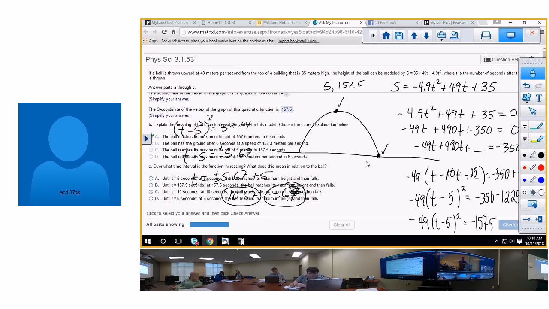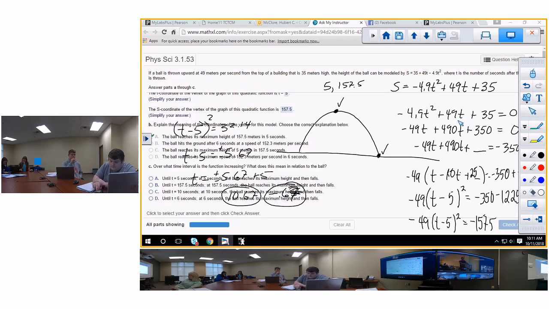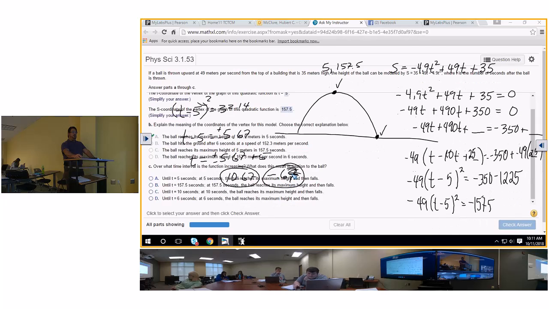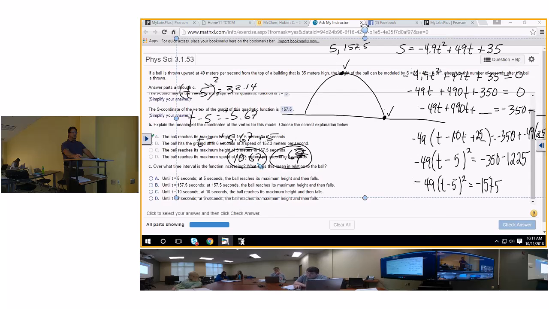Over the time interval of the function increasing. Where is it increasing? From the beginning to 5 seconds. So y'all tell me which one that is. Let me move this. I can't move it. Oh well. Let me try. Which one is it? I'm moving. There we go. A. Thank you. I'm still trying to move my drawing.